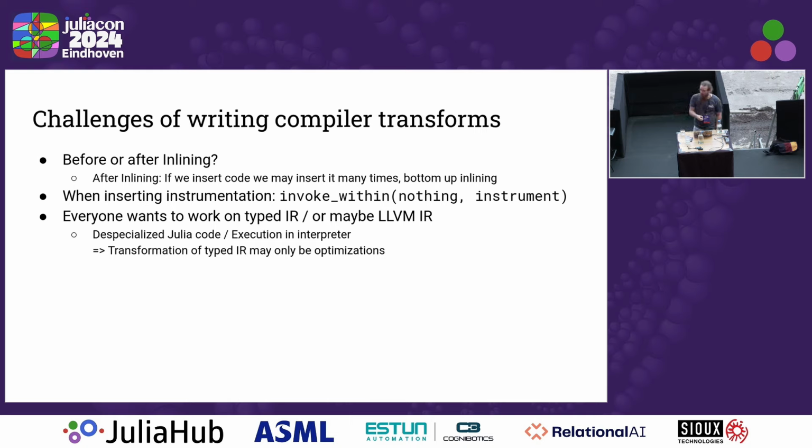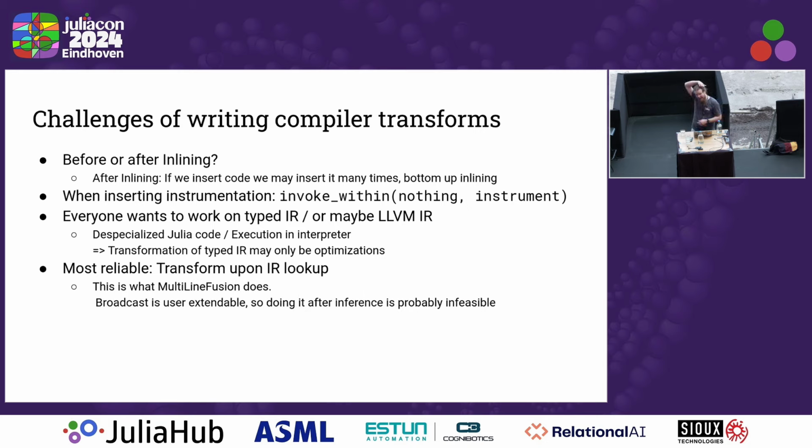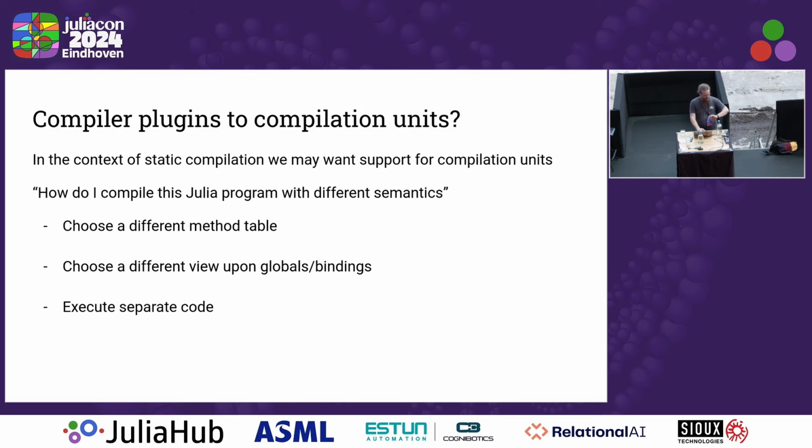And so if it's important for you to the correctness of the program that your transformations are applied, because otherwise they're semantically wrong, like automatic differentiation, you can't do it over typed IR because there might be environments in which typed IR is never executed. It's only untyped IR. So the most reliable is to do transformations upon IR lookup. And so there is an extended interface to the abstract compiler interface to basically customize that. And there's this, a more powerful version of a generated function. And I'm out of time.